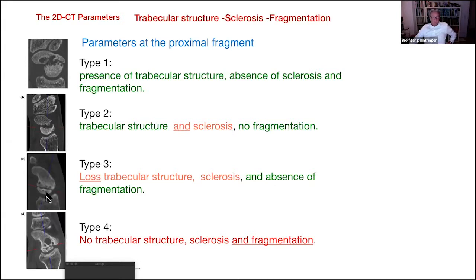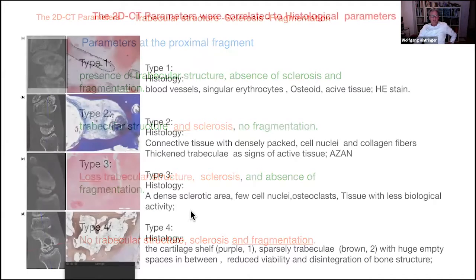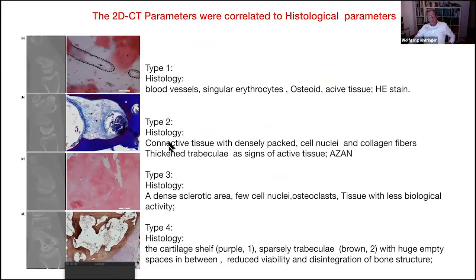Type 3, you lost the trabecular structure, you see a dense bone, you see sclerosis, but you don't have fragmentation. And type 4 is you have no trabecular structure, sclerosis, and fragmentation, the worst case of all. And they compared these 4 types to histological parameters.